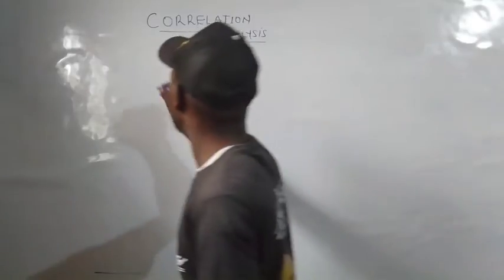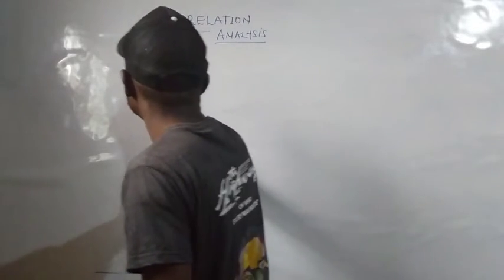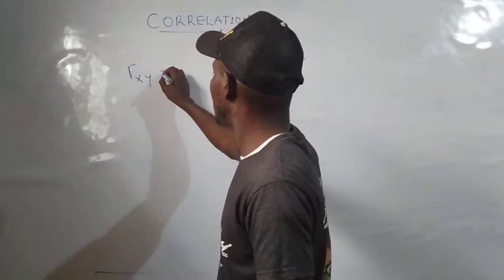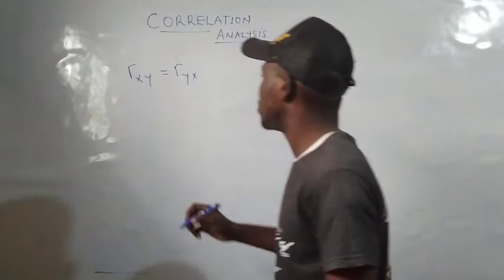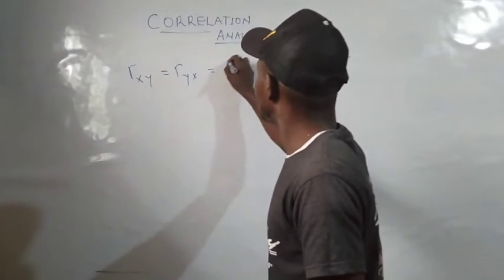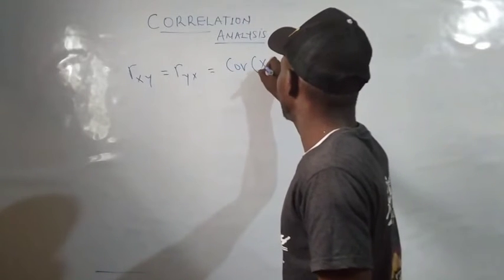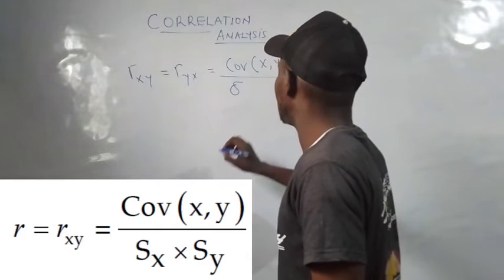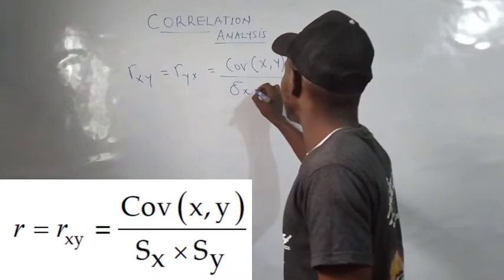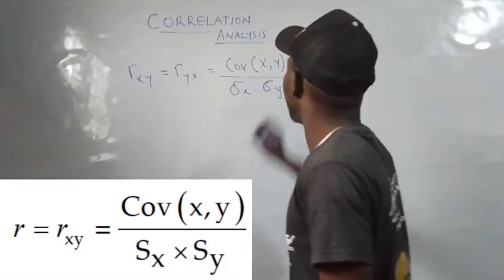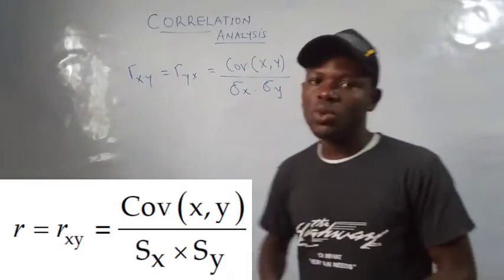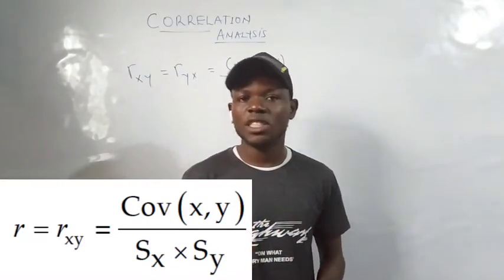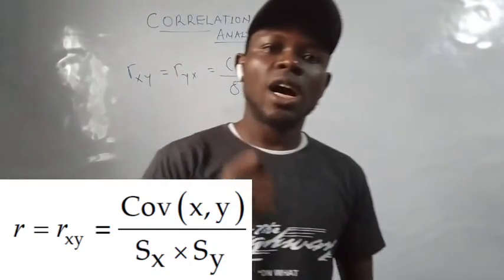Stay with me. Let the relation between variables x and y be r. r means the correlation of x and y, which you can as well write as the correlation between y and x, because it is symmetrical, equals the covariance between variables x and y, all over the standard deviation of x times the standard deviation of y. So this is the formula that we got from the Karl Pearson means of getting a numerical value for correlation analysis.